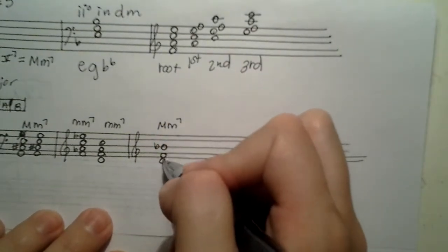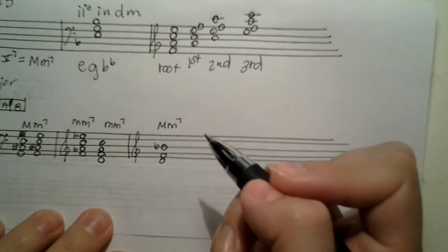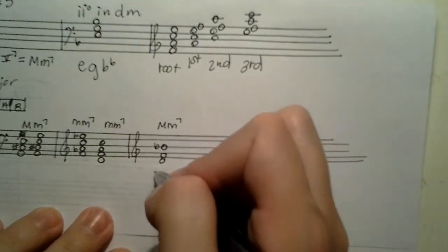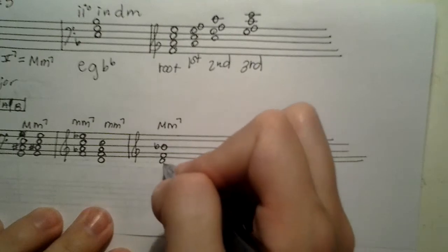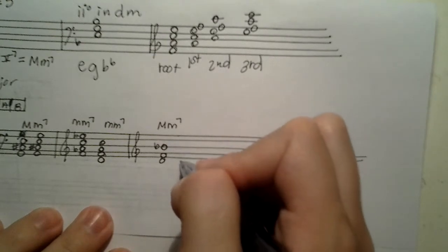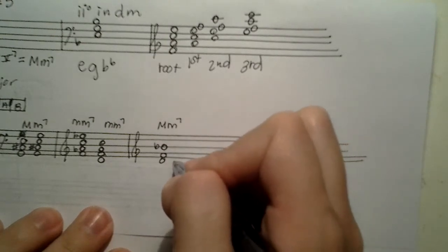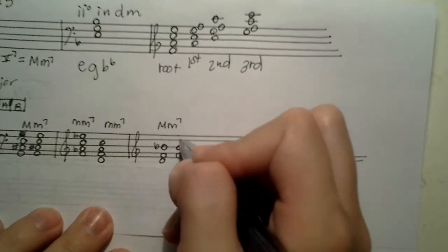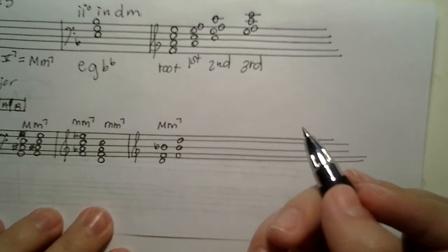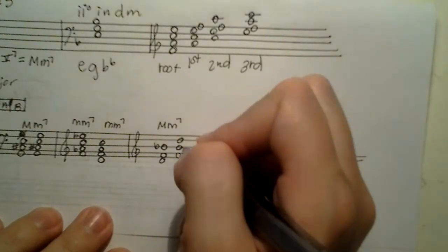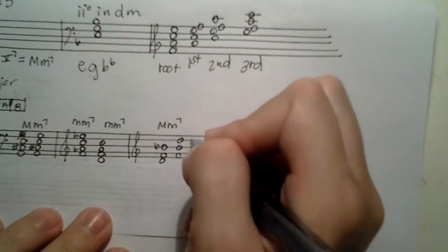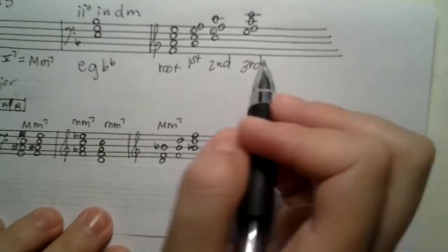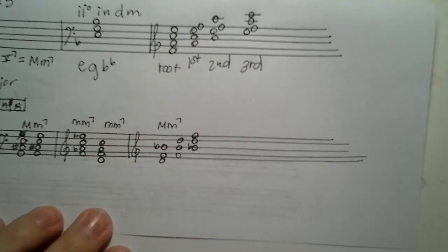So it's inverted. So we need to put it into thirds to figure out what our chord is. So we have a D, F, and B flat. Let's switch the D to the top. So now we have F, B flat, D. That's still not in root position, so let's switch the F up. So we have B flat, D, F. Now it's in root position.